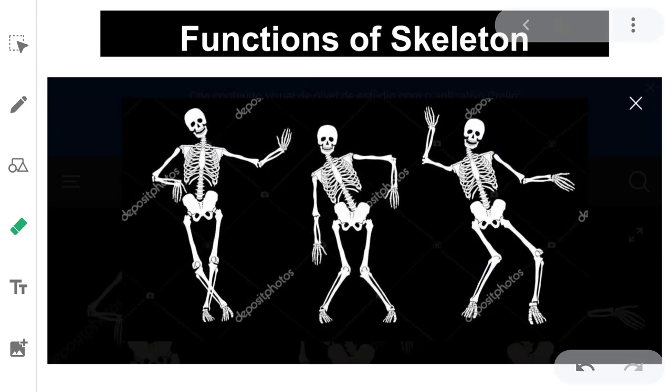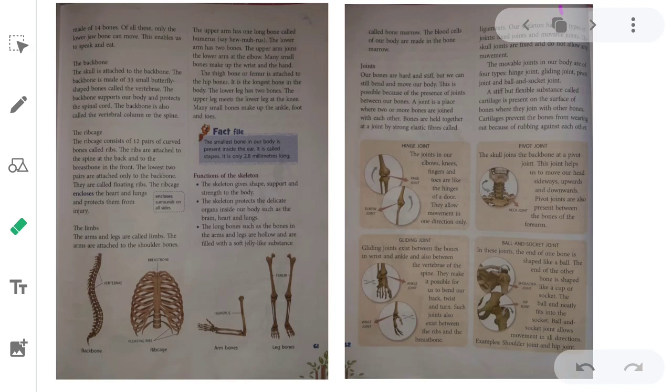Today we will deal with the different functions of the skeleton. All of you turn to page number 61. On page number 61, you can see the functions of the skeleton. First function, the skeleton gives shape, support and strength to the body. Number 2, the skeleton protects the delicate organs inside our body, such as the brain, heart and lungs.